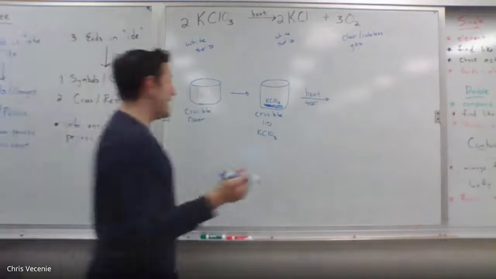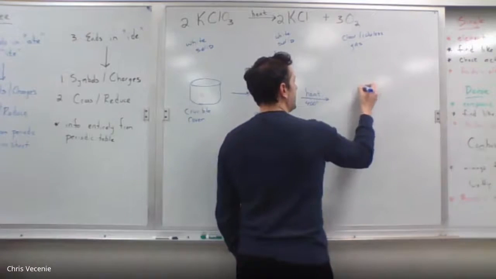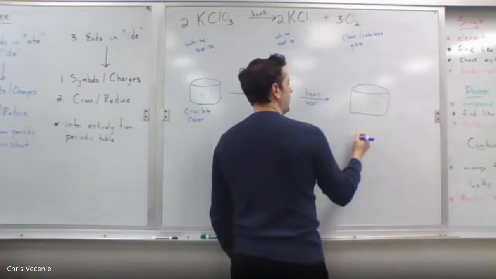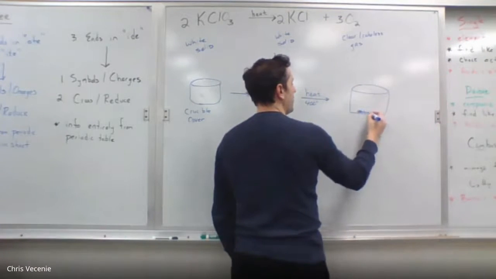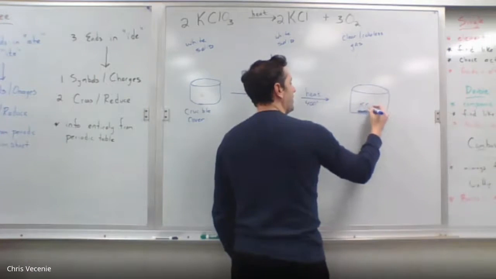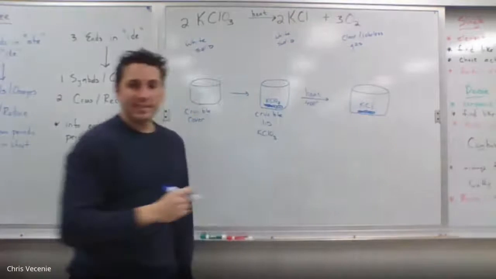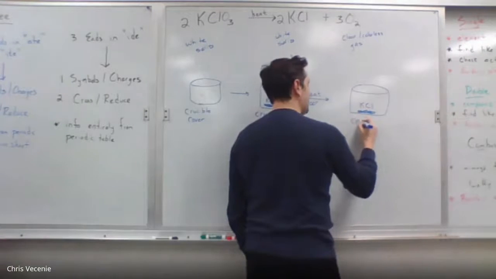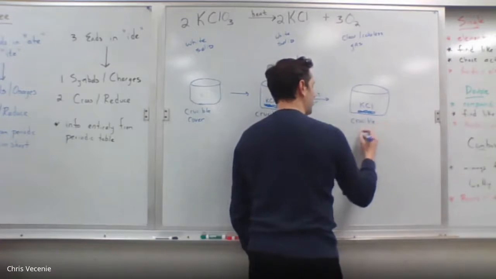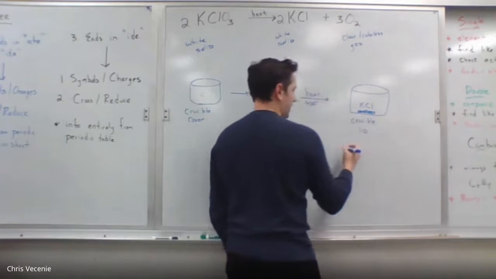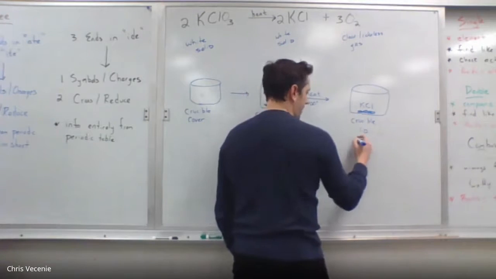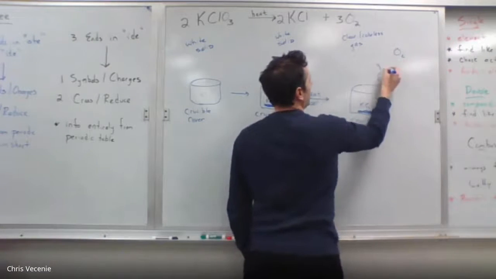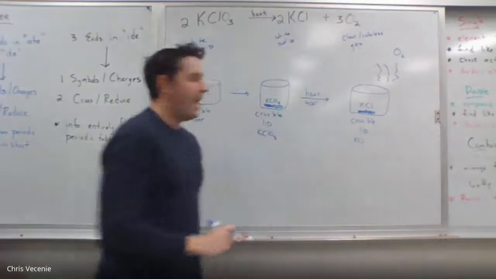All right. When we heat him, he's going to decompose. So I'm going to have a crucible at the end, and there's still going to be white solid in there. But now the white solid is the KCl. And we're going to see how heavy that is. Crucible, the lid, and the KCl. Because I know that the oxygen gas has left.